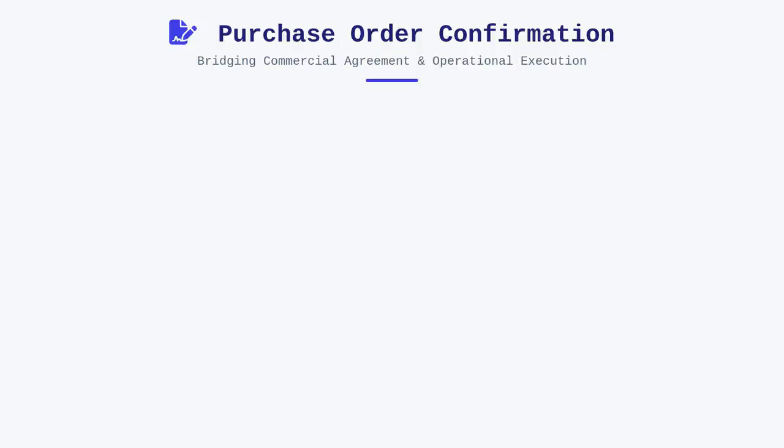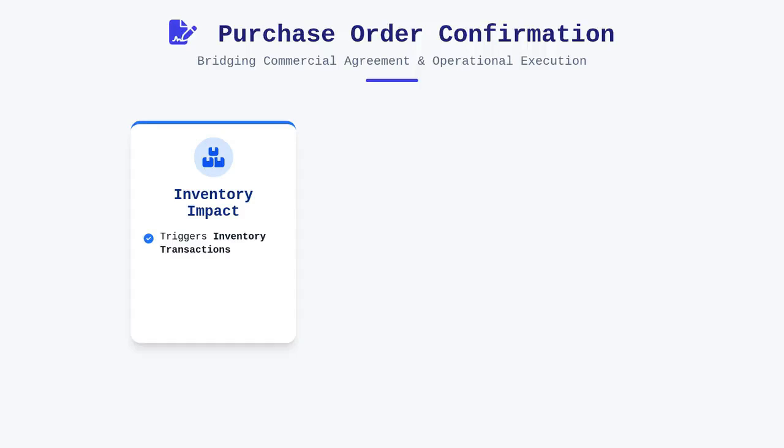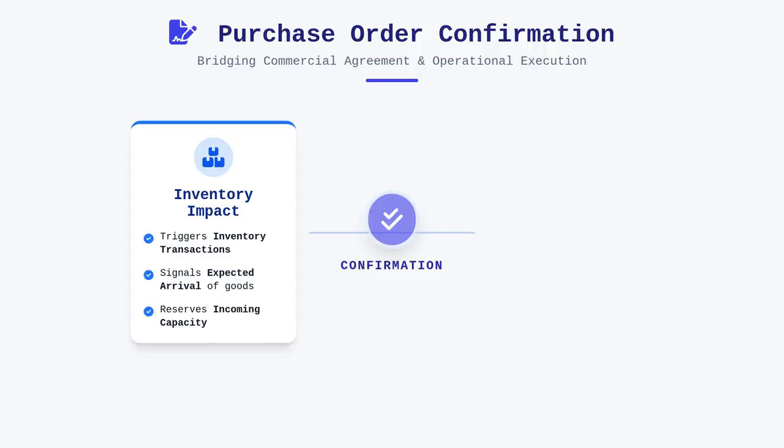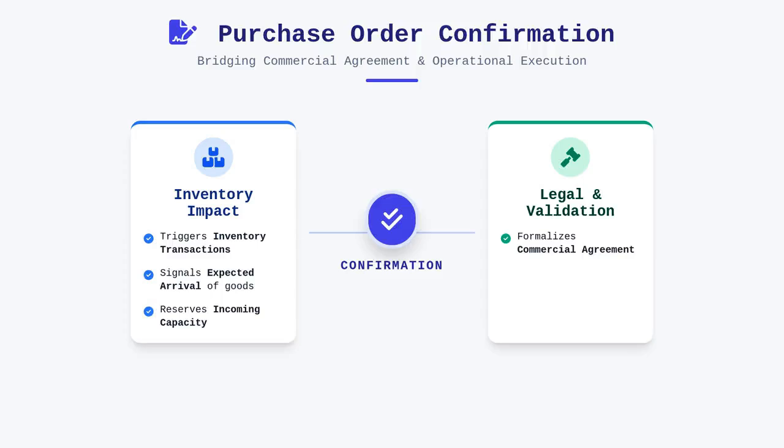The act of confirming a purchase order has significant implications for both inventory and legal compliance. Confirmation triggers the generation of inventory transactions, which officially signal the expected arrival of goods. These transactions are visible to warehouse staff and influence demand-side planning calculations, effectively reserving the incoming capacity for specific needs.